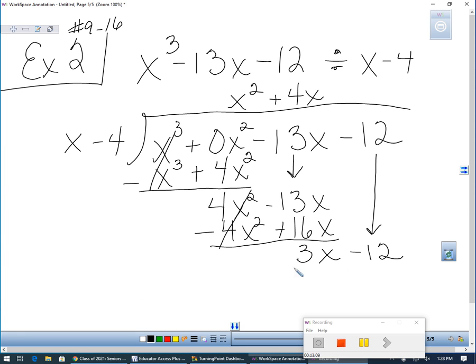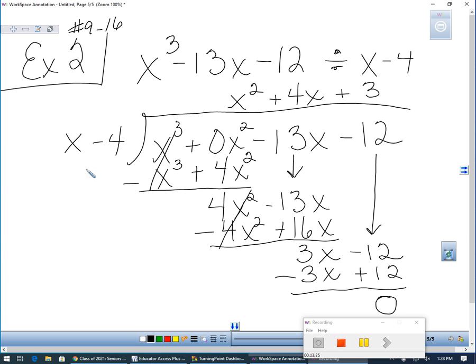What times x gives me 3x? Good. 3 times x is 3x. 3 times negative 4 is negative 12. Draw my line, change my signs. What's my remainder? 0. And since it came out as 0, that would mean that this is a factor.